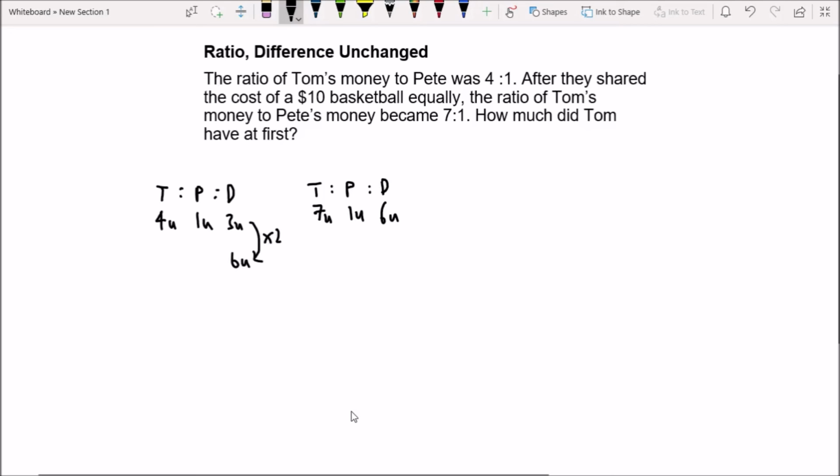By cutting the units into 2, we are doubling the number of units, so multiply the rest by 2 as well. Once done, notice that Tom and Pete both decrease by 1 unit each. This makes sense since they spent $5 each.